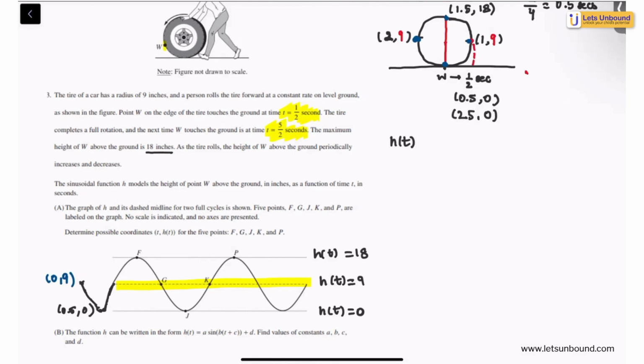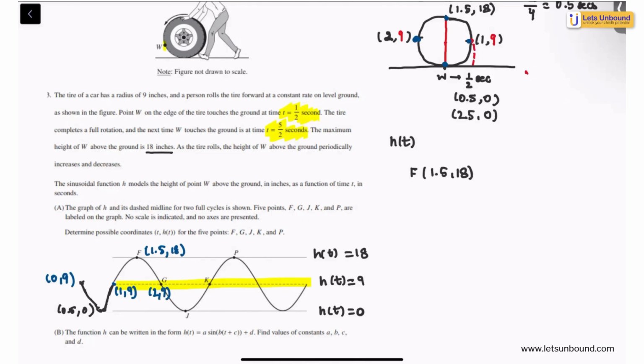Then this point which is on the dashed line will be 1 comma 9, because again after 0.5 seconds the height becomes 9. Another 0.5 seconds and the height becomes the maximum, 1.5 comma 18. At G it again reduces down, which is 2 comma 9, because after 0.5 seconds the height is at the dashed line. So this way we can continue forward and write down the coordinates of each point. So for F we are getting the point 1.5 comma 18.